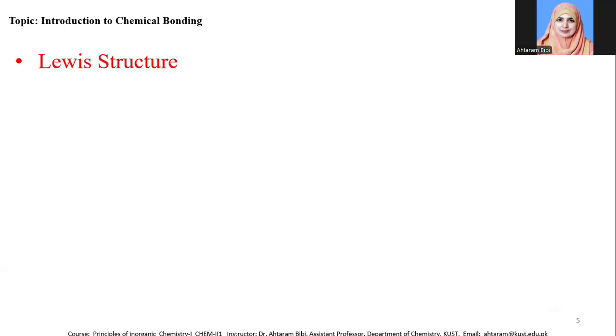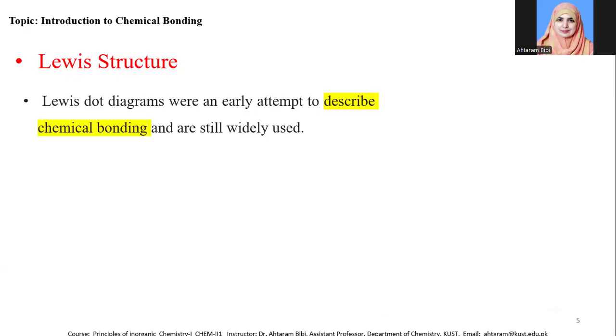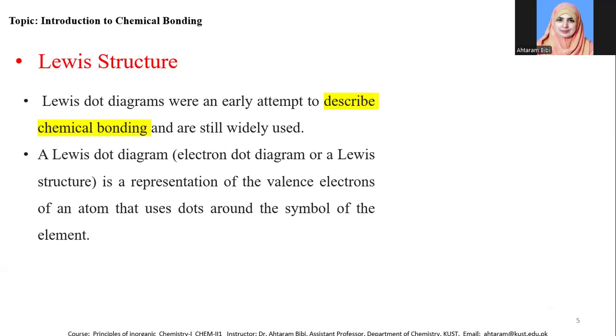So, the chemical bond: we can understand the chemical bond by understanding the Lewis structure of an atom. Lewis dot diagrams were an early attempt to describe chemical bonding and are still widely used. So what is the Lewis structure? A Lewis structure is actually the representation of the valence electrons of an atom, and we can represent it by simple dots around the element or the atom.